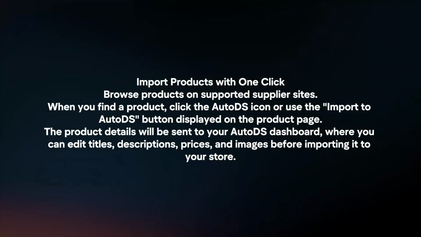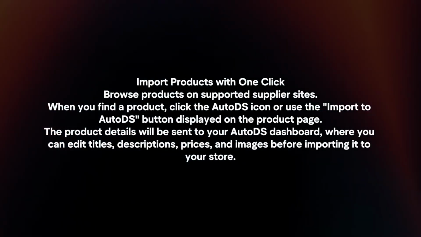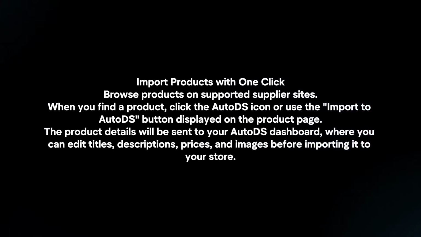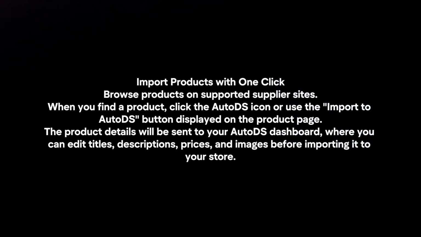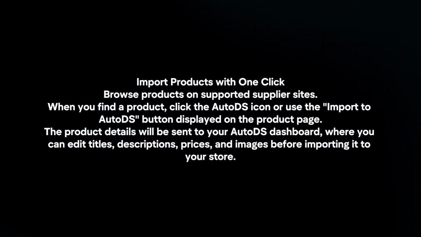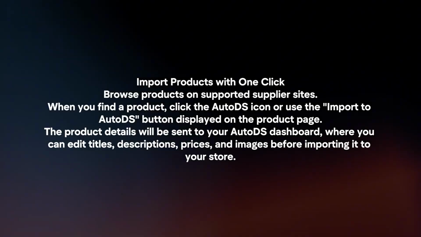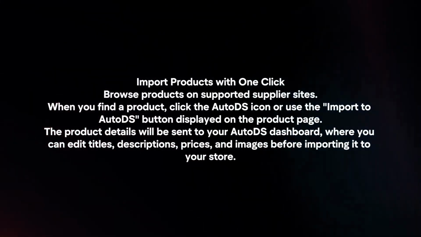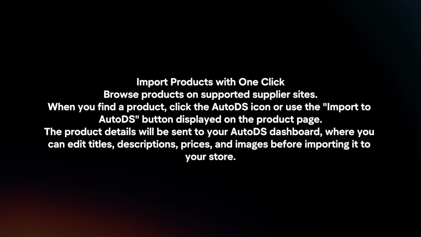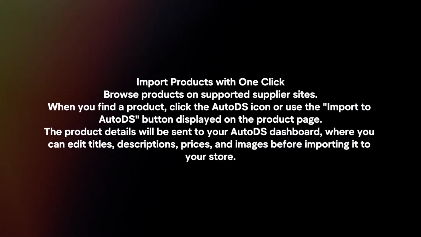Import products with one click. Browse products on supported supplier sites. When you find a product, click the AutoDS icon or use the Import to AutoDS button displayed on the product page. The product details will be sent to your AutoDS dashboard, where you can edit titles, descriptions, prices, and images before importing it to your store.